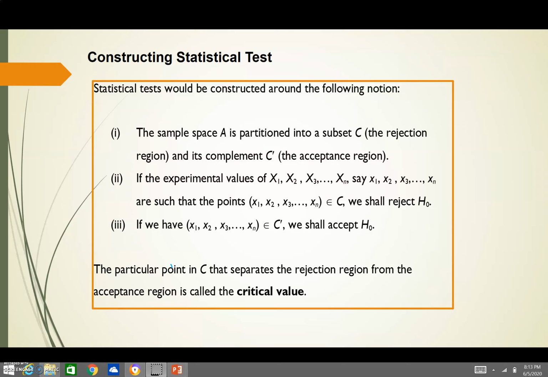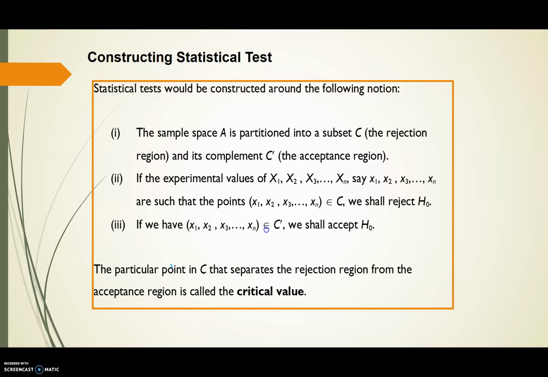In the previous lecture, we already learned how to construct the statistical test. As we know, we have subset C, which we denote as the rejection region, and then we have the complement C prime as the acceptance region. If our experimental values belong to C, we shall reject the null hypothesis. Otherwise, if the data set or experimental values belong to C prime, we shall accept our null hypothesis.